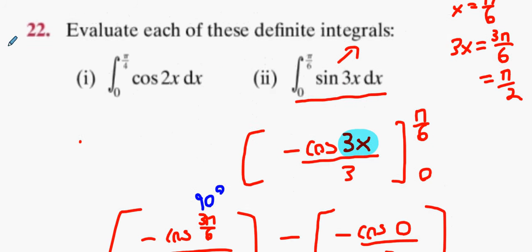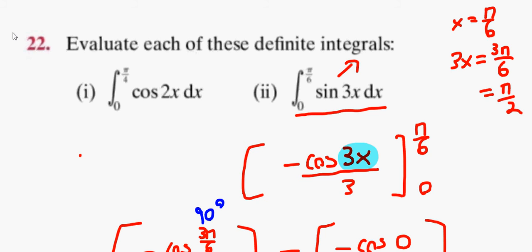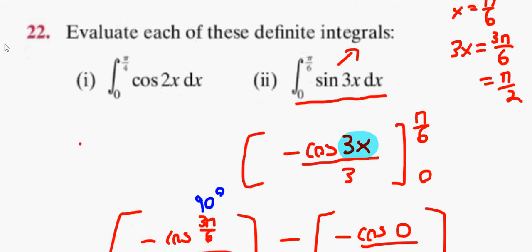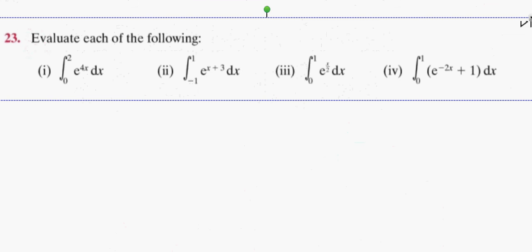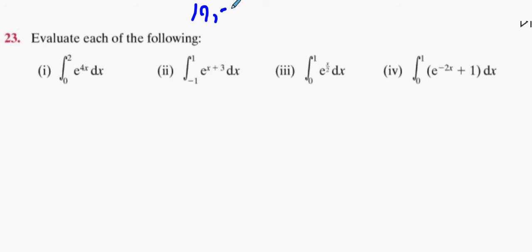Anything else from question 22? Okay. 19, 22, 23 parts 2 and 4. Is that right? 2 and 4. Okay, let's try this part here.